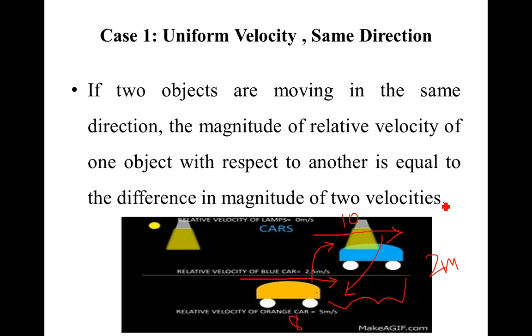So the velocity of object A is VA, and the velocity of the second object B is VB. Then what is the relative velocity between these two objects? It is VA minus VB, if both the things are in the same direction.